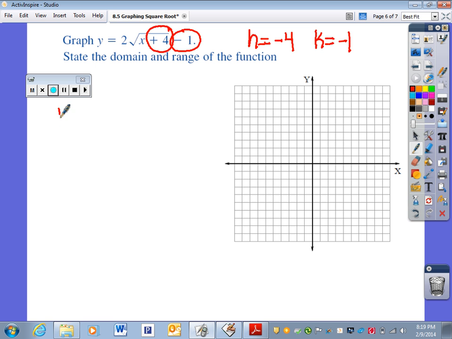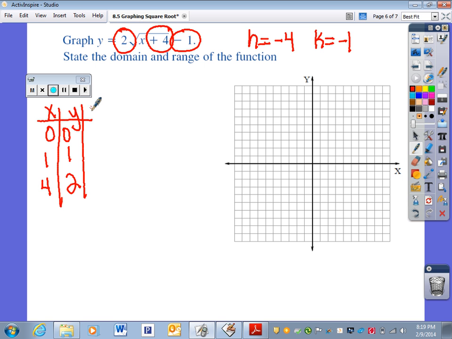So let's put our basic square root function table of 0, 1, and 4, and our square root being 0, 1, and 2. This time, however, our leading coefficient is 2, so we're going to multiply our y column times 2 to determine our new values. So what we're going to do then is use that to graph our new function. So we start with our shift from our 0, 0. We're going to go to the left 4 and down 1, and that's going to be our starting point.